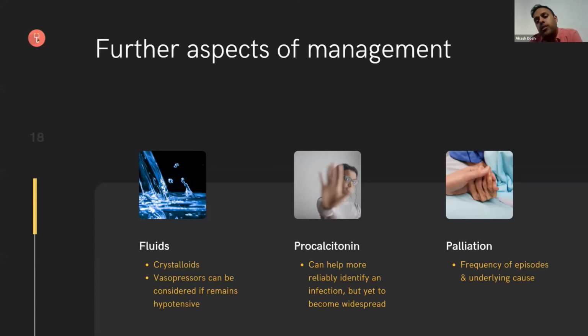there reaches a point where the patient is spending more time in hospital than out, or gets more time on antibiotics than not. And if that is happening, there's such an increased frequency of episodes, you need to really consider the underlying cause and the reversibility of that underlying cause. And consider whether palliation may be more appropriate.